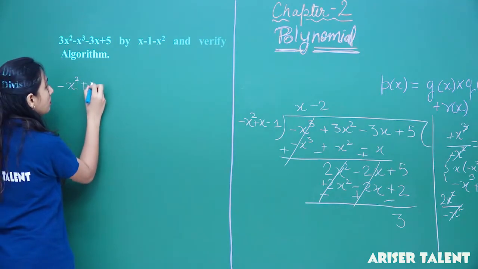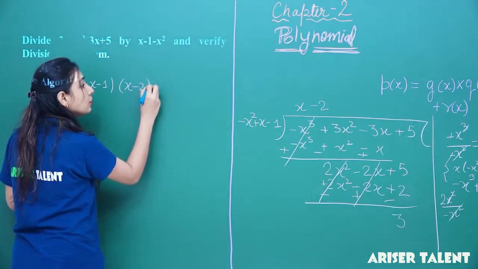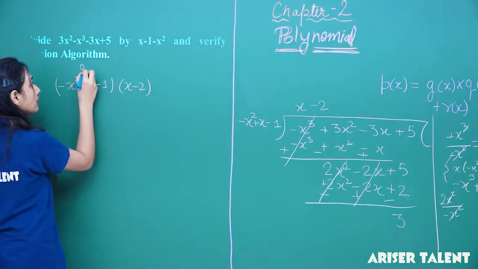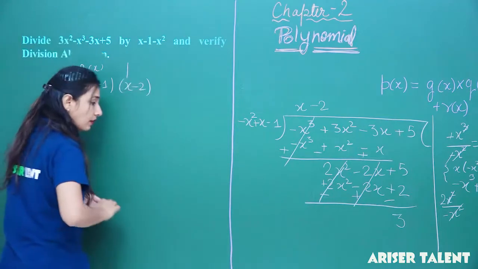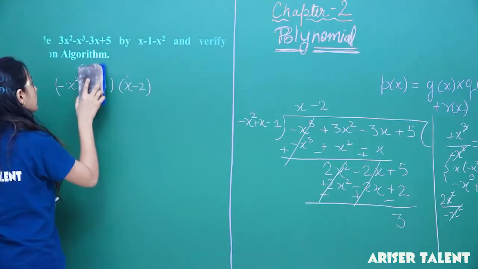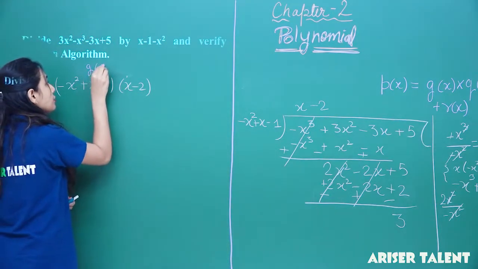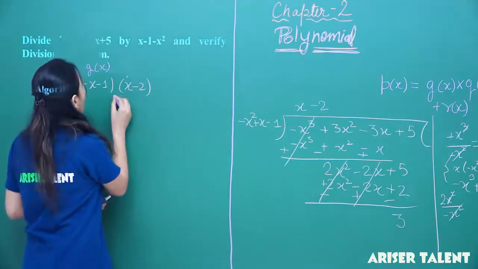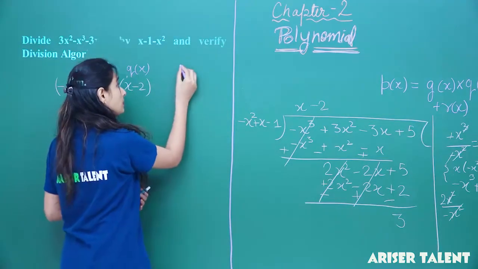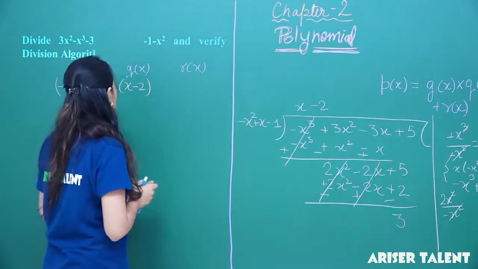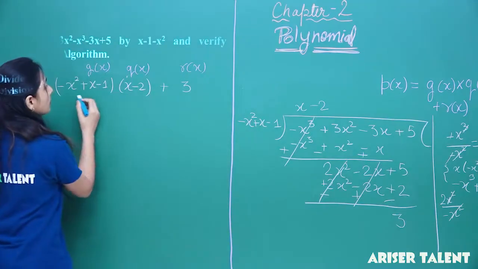Minus of x square plus x minus of 1 multiplied by x minus 2. Now this is our Gx, this term, okay, and this is our Qx. Let me write it with a different chalk. This is our Gx, our divisor, and this is our Qx, right? And we'll be having our Rx here. So plus of 3, right? Okay. Now solve this.